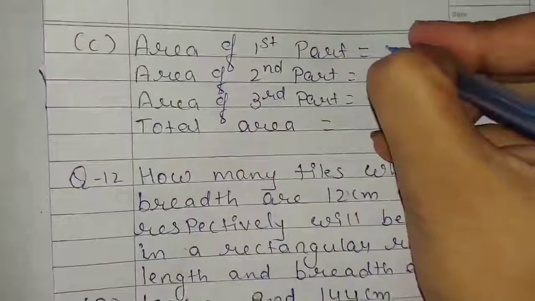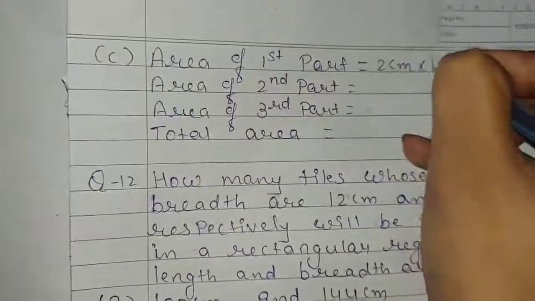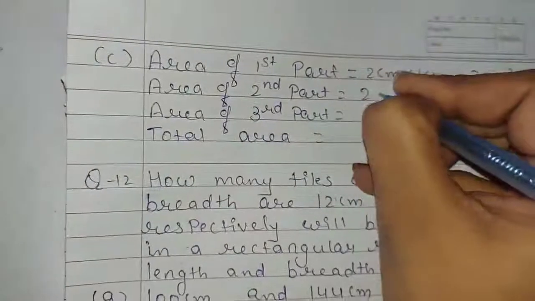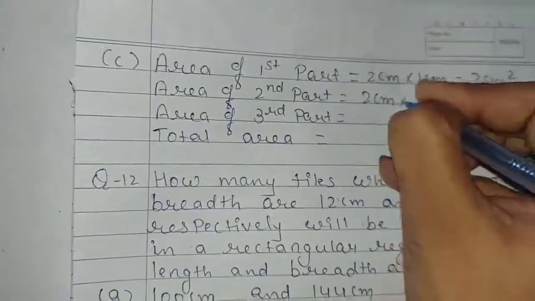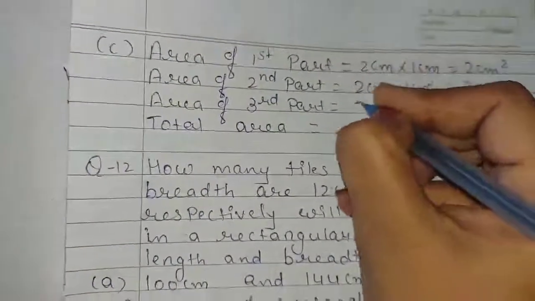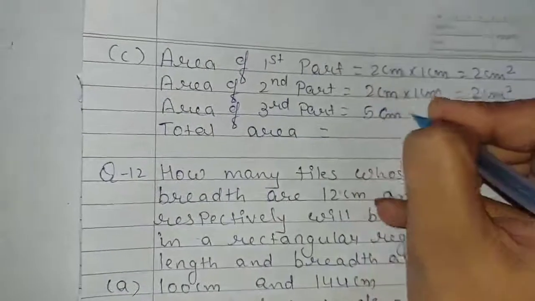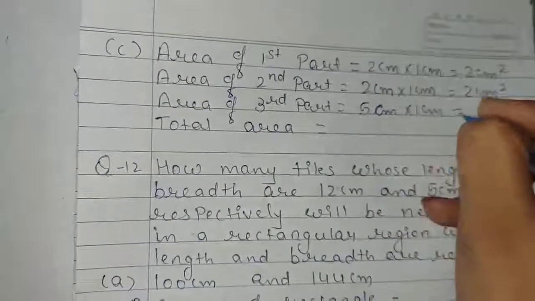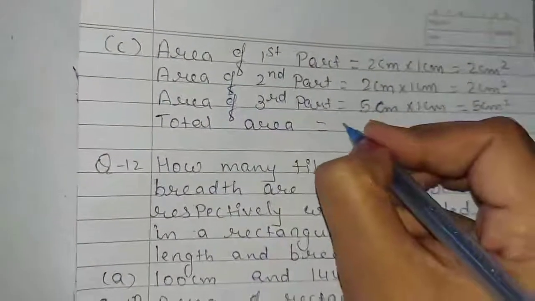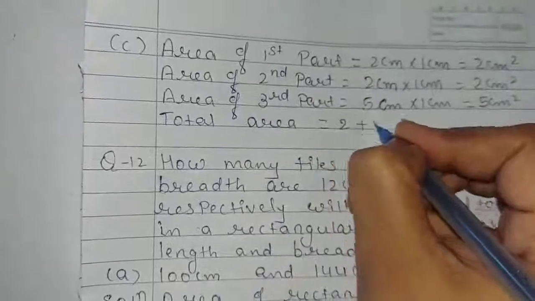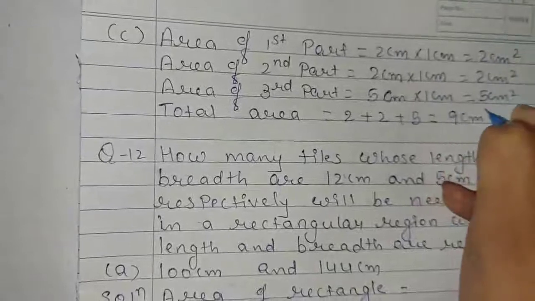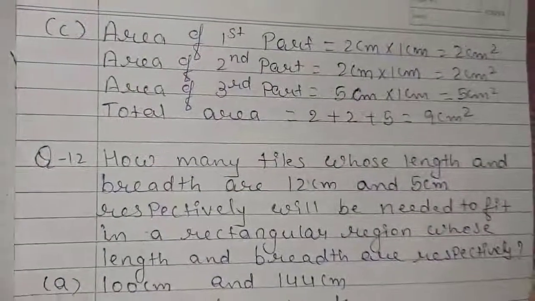Hence, area of first part equals 2 cm multiplied by 1 cm equals 2 cm square. Area of second part equals 2 cm multiplied by 1 cm equals 2 cm square. And area of third part equals 5 cm multiplied by 1 cm equals 5 cm square. So, what is the total area? 2 centimeters square plus 2 centimeters square plus 5 centimeters square. Therefore, total area equals 9 centimeter square.